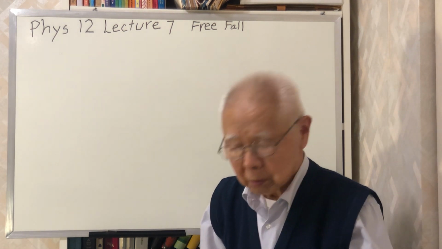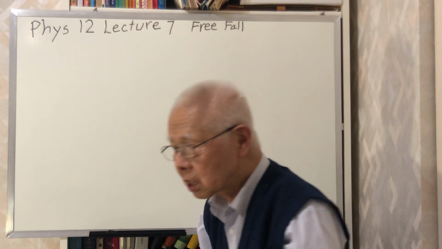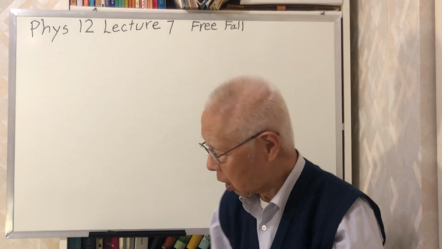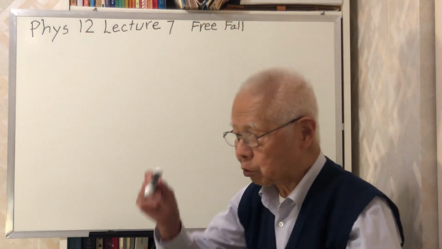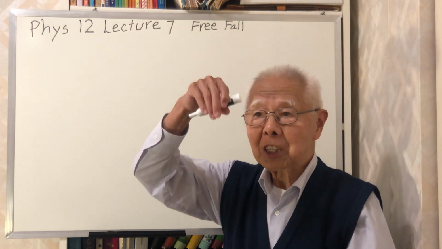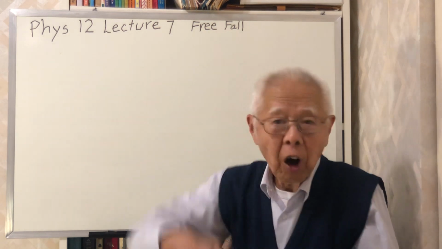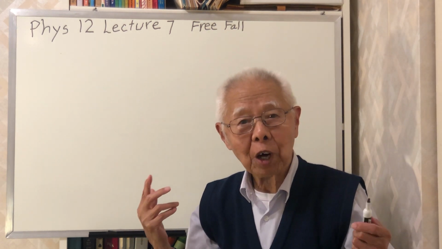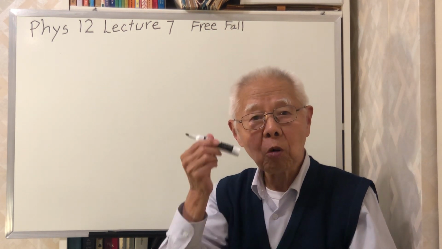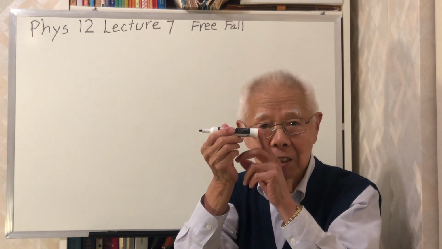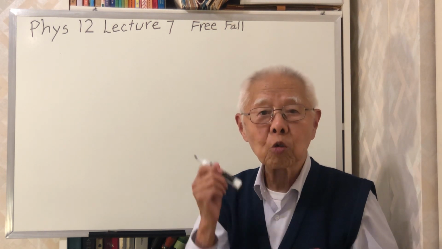For example, if I drop this pen, I just let go, so this pen will fall. So this is called a free fall, because the only force on this pen is its own weight.